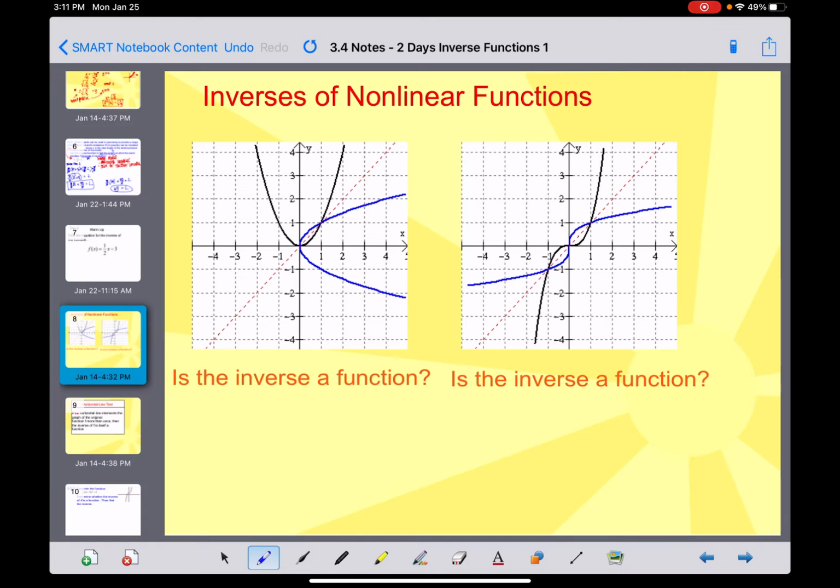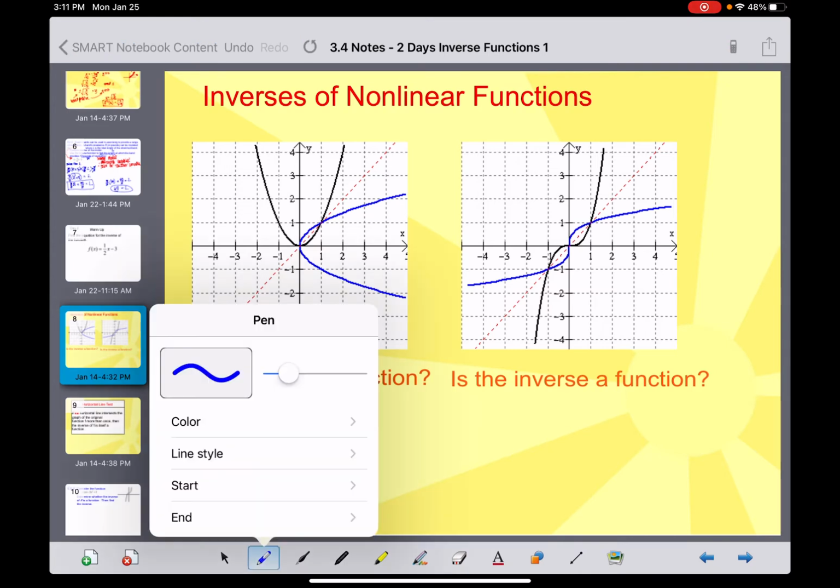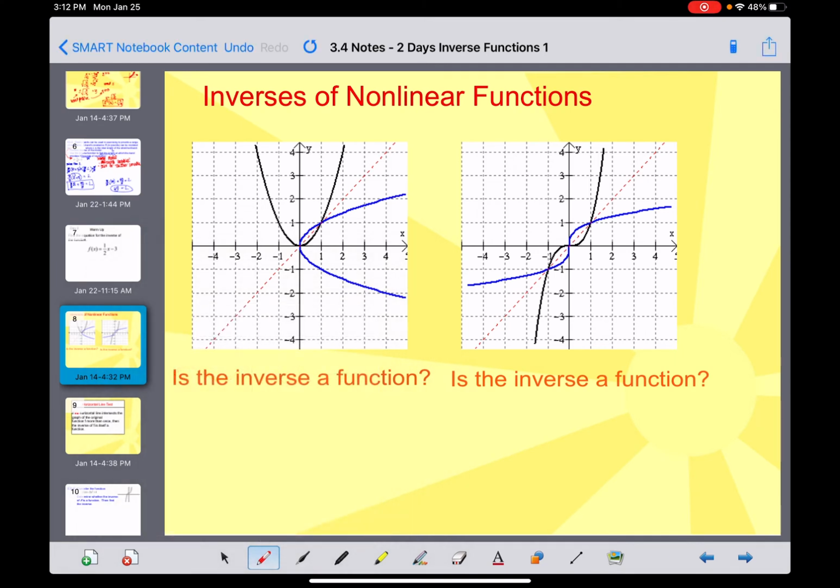Okay, so in this one, we have the black graph is the function, and then the blue graph, the parabola on its side, is the inverse. So we're trying to decide if the inverse is a function. What we use to decide if something is a function is the vertical line test. So my original function is a function. My inverse, not a function.